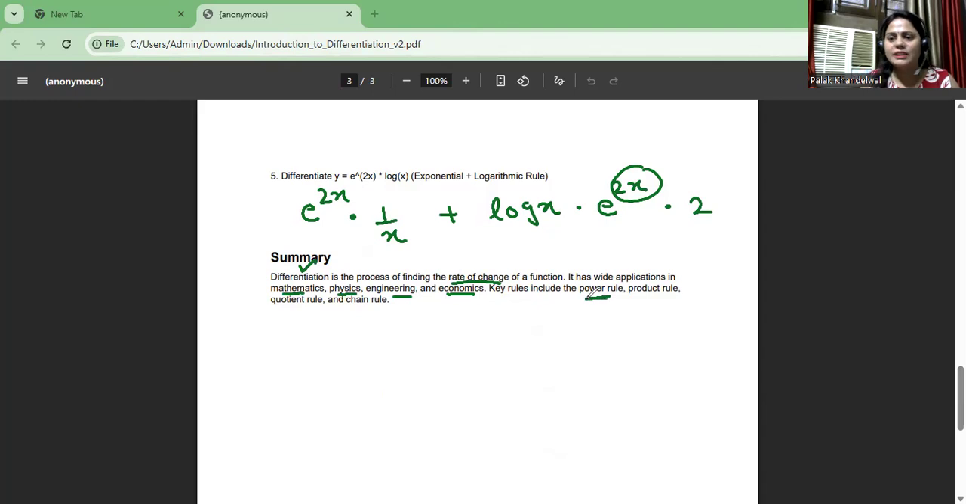That is power rule, the basic rule. Remember, take the power down and reduce it by 1. Then it is called product rule. We have also discussed quotient rule and chain rule.